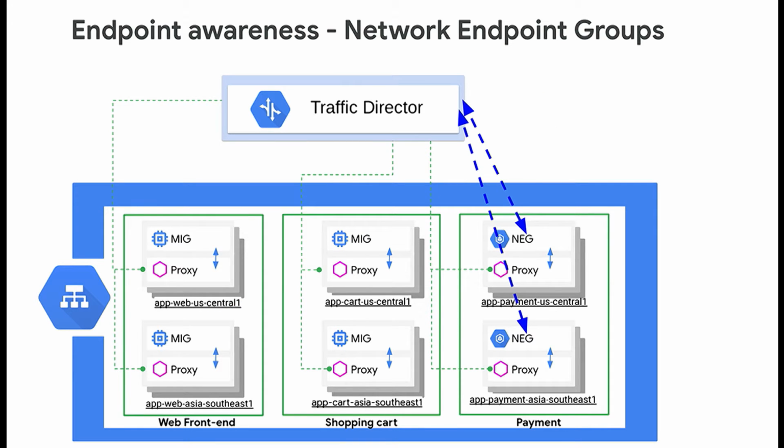For containers, which are using network endpoint groups, it's fairly similar. When you have a NEG annotation on your services, there's a controller that gets spun up that talks to Traffic Director and similarly tells the Envoy proxies where things live and if they're healthy.